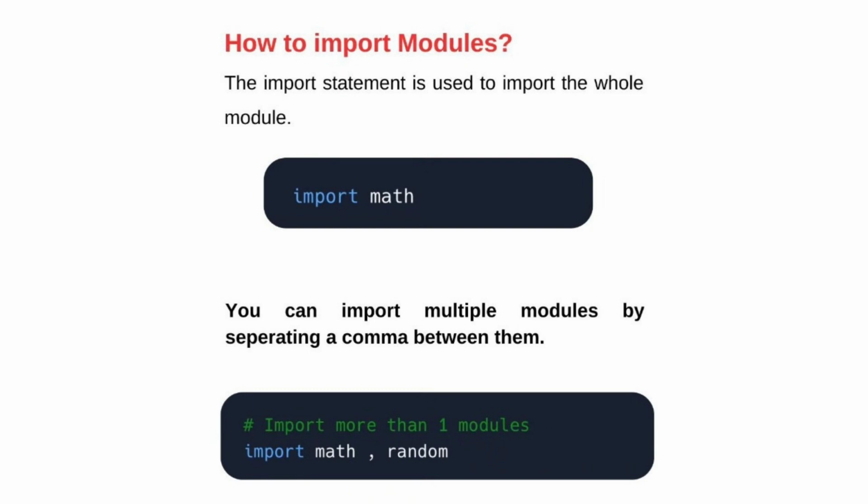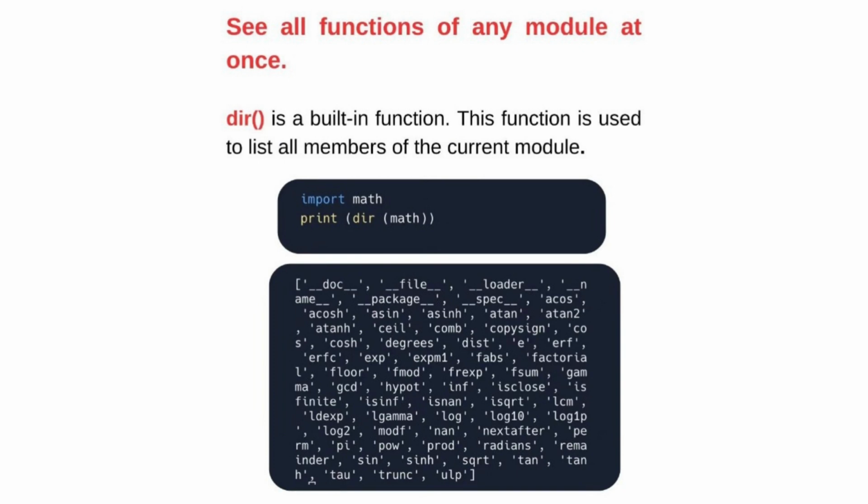To explore the available functions, classes, and variables within a module, we can use the dir function. By calling dir in our script, we get an overview of the module's contents, enabling us to discover its functionalities and choose the ones that suit our needs.